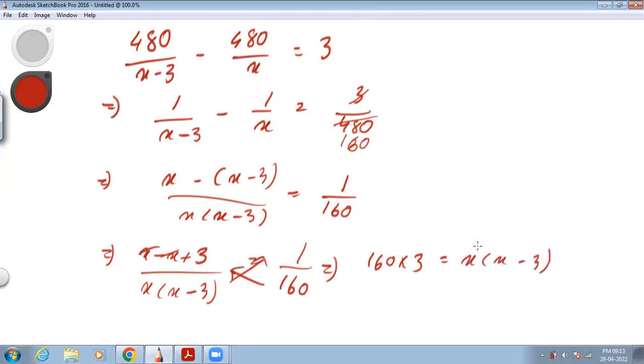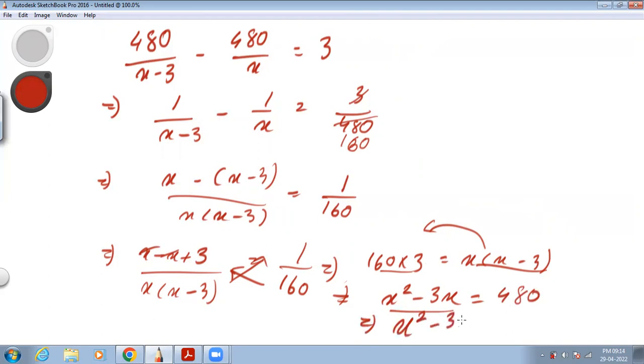So for writing it better, you always want the quadratic equation to be on the left. So I'll just represent the right hand side as the left hand side. So x into x minus 3 is nothing but x square minus 3x. So the right hand side I'm writing on the left, and the left hand side I'm writing on the right. So see, 160 into 3 is nothing but 480. So therefore our equation becomes x square minus 3x minus 480 equals to 0. We need to solve this equation.